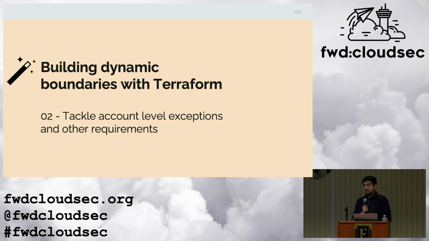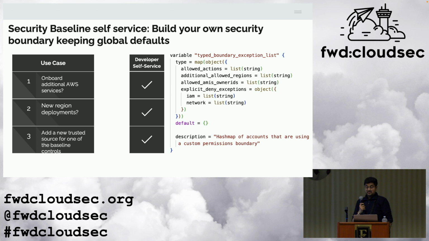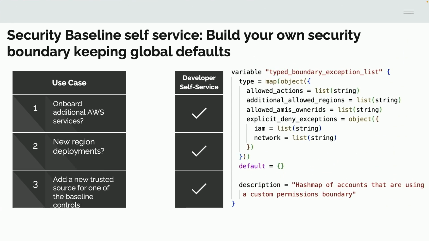So how would you handle account-level exceptions now? Because you have the global boilerplate, but how do you handle it on a per account basis or a per OU basis, for example? What we did is, using Terraform, it came in very handy. We defined a hash map. And what you see on the screen is a very generic example. We said, OK, if you want additional regions, we have it in the hash map. If you want additional IAM actions, we have it there. If you want additional networking actions, we have it there.